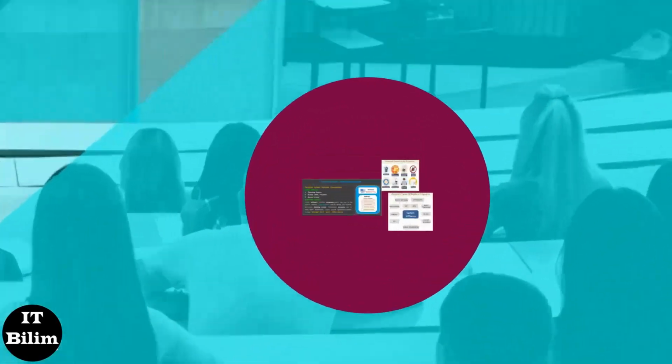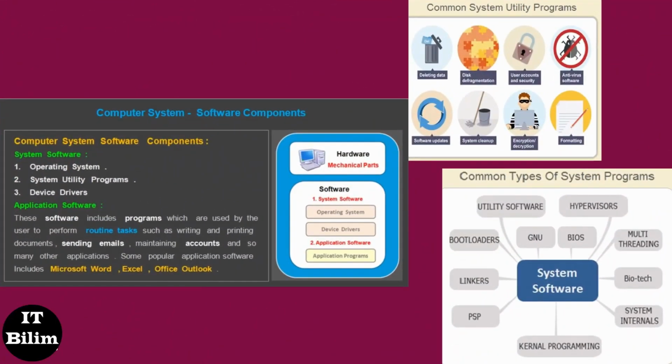Computer software. The computer software is a set of program instructions designed to perform specific tasks. A computer program is written in a computer programming language such as C, Java, Python and many other languages. The computer system makes use of two types of software: 1. System software. 2. Application software.